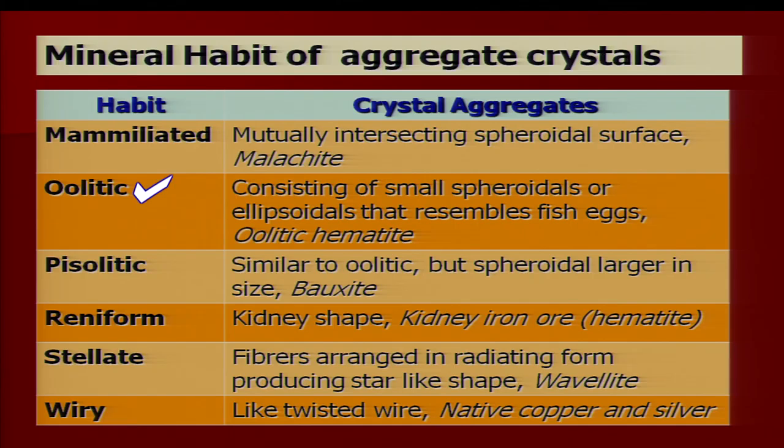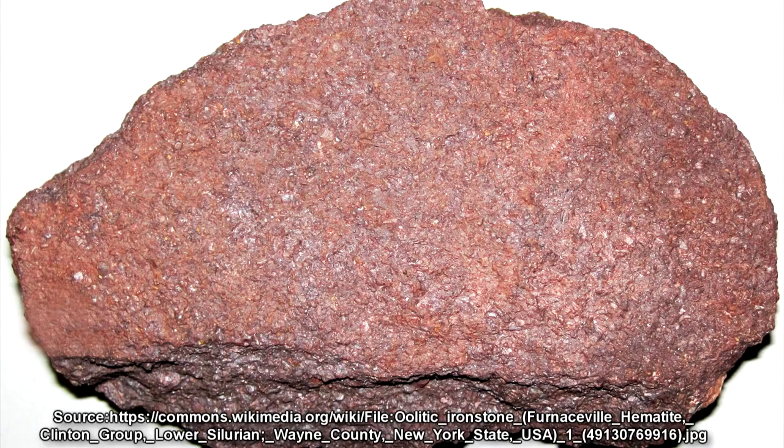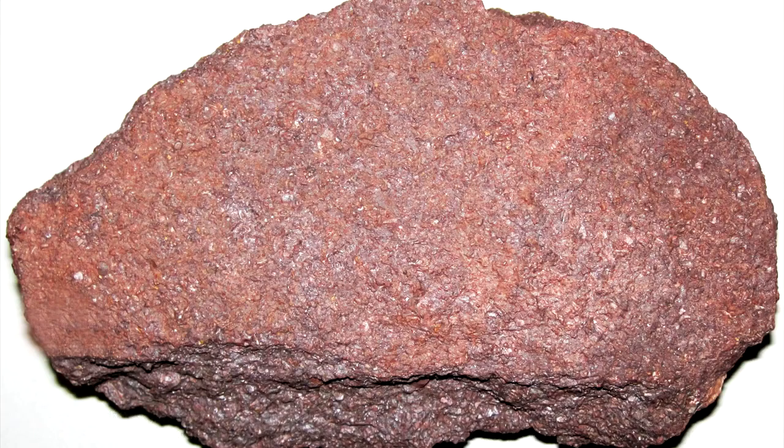In the case of oolitic habit, it consists of small spheroids or ellipsoids that look like fish eggs. These fish eggs are clubbed together at one place and form an aggregate. This habit is called oolitic habit. An example is hematite. Hematite is an iron ore.